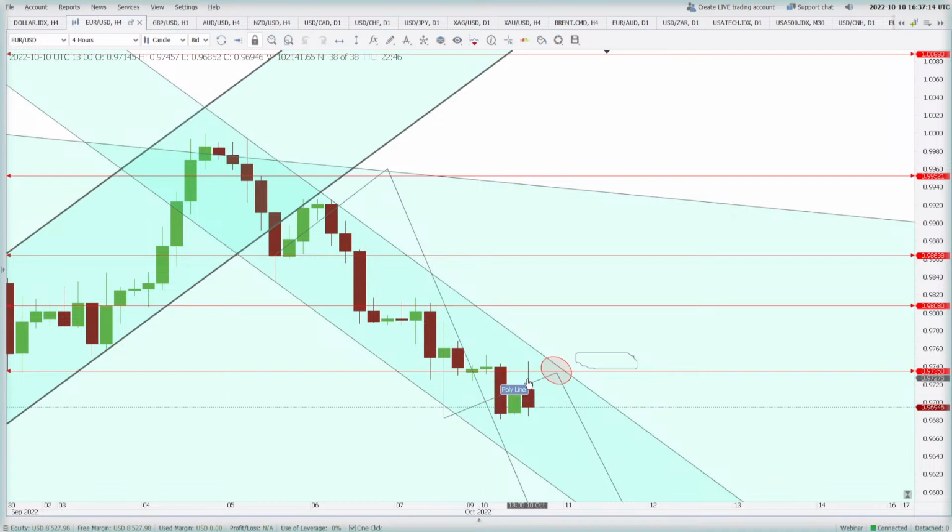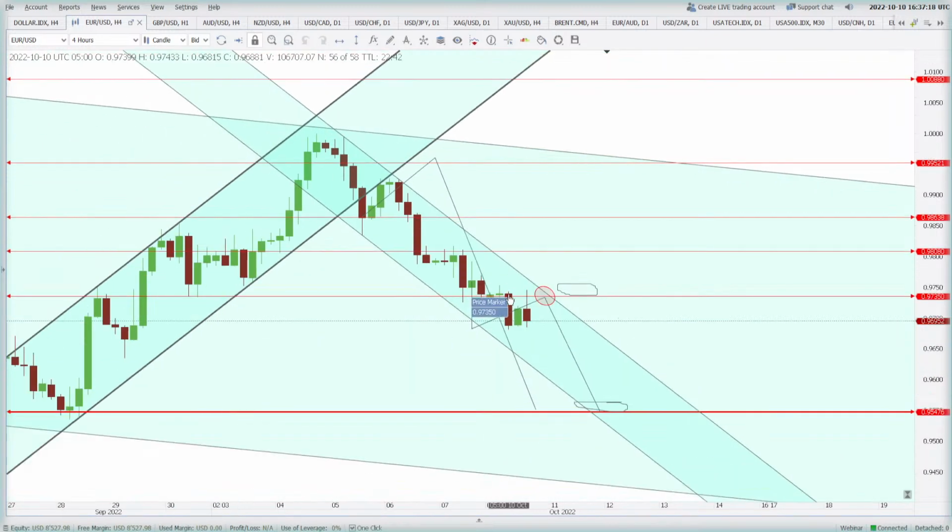Now it is acting as resistance. You see that after the break, the price retested this level in the last 4 hours, and now it is acting as a resistance. We are sure that it is acting as a resistance because when the buyers came there, they were overpowered by the sellers, and now the sellers are ready to close this candle at the lows of the last 4-hour trading.